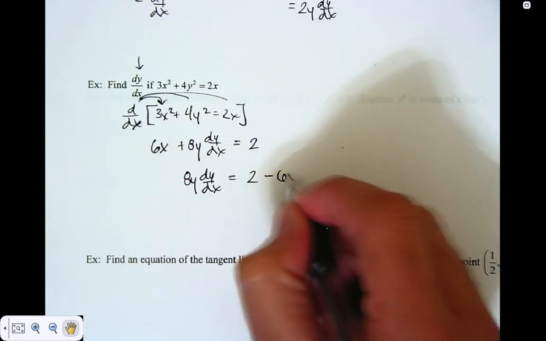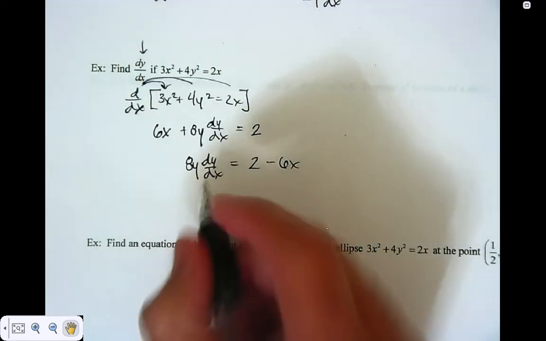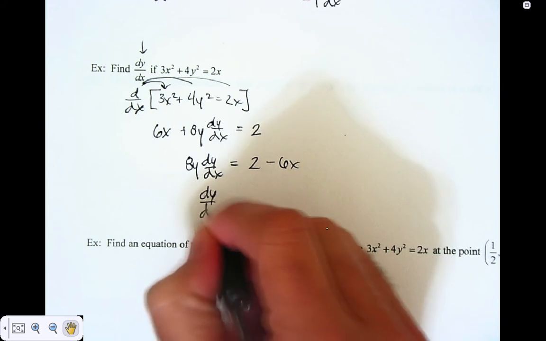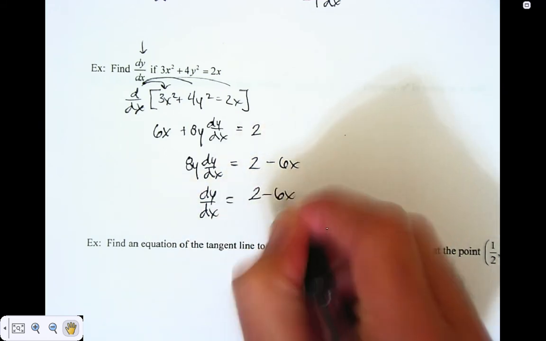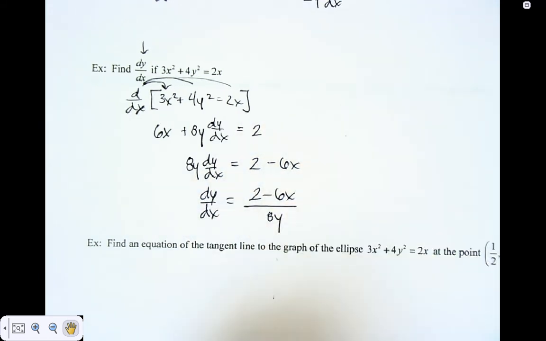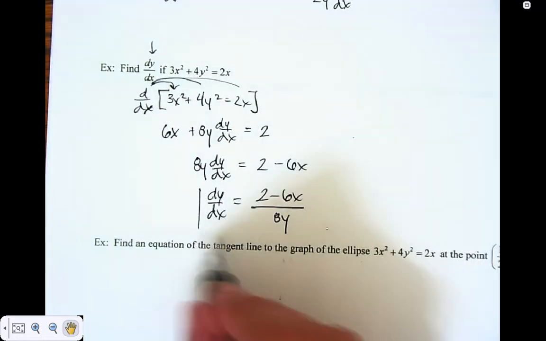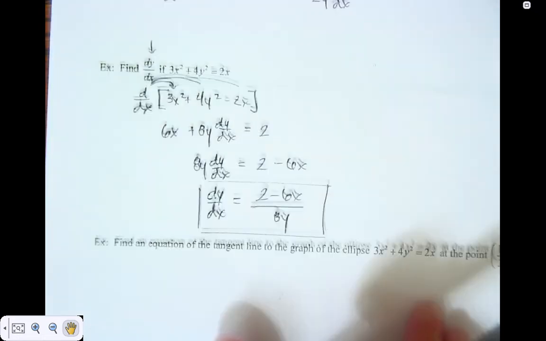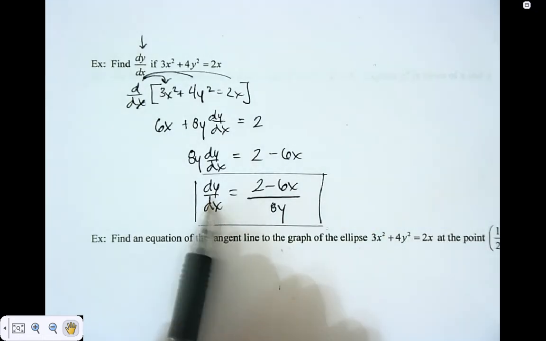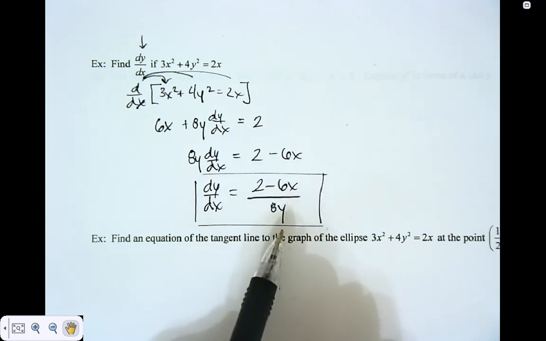Remember, we need to subtract 6x. And then we're going to divide by 8y. And so dy/dx is going to be 2 minus 6x, all divided by 8y. Okay, and that is your answer, which looks very different to you guys, right? Now you have a derivative that has both an x and a y in it, but that's okay.